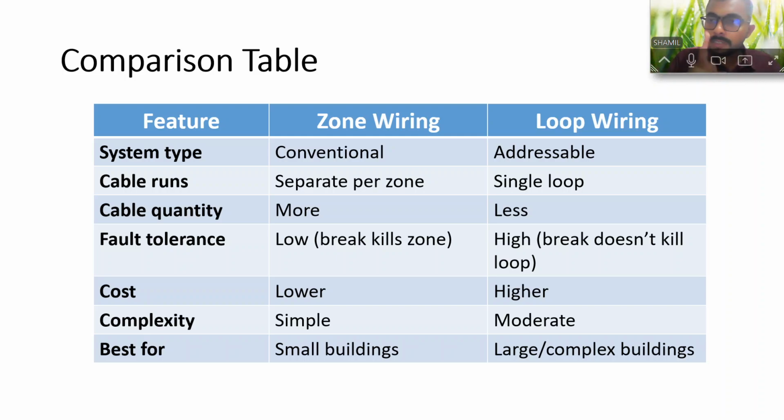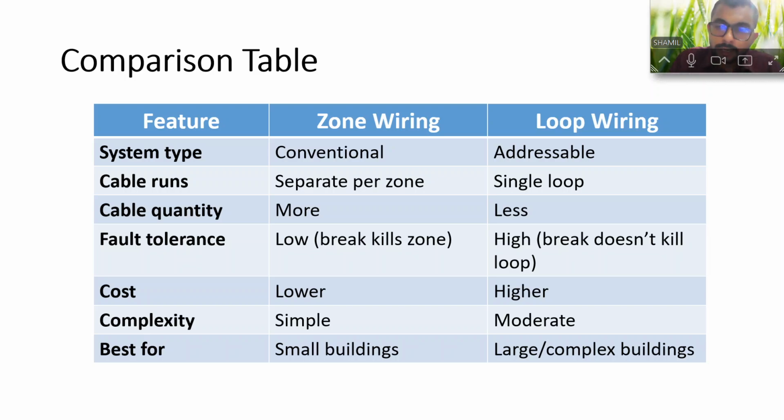The fault tolerance in the zone wiring is less. As I said, if there is a break in the circuit, the devices after the break will not be communicating with the panel. That communication will be lost. It kills the zone. In loop wiring, it is high. If there is a break in between the circuit, the communication for the devices on either side of the break will be covered by the panel.